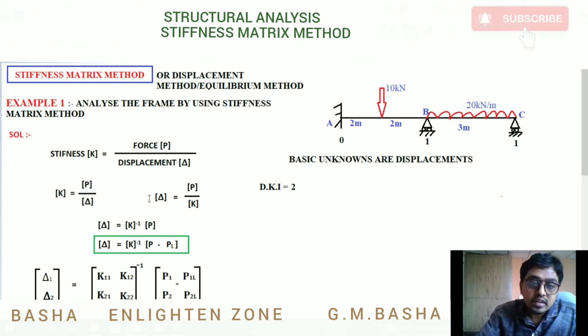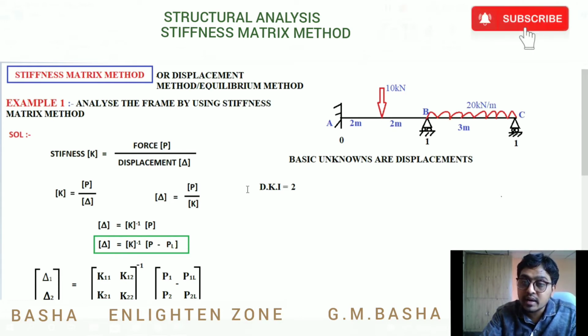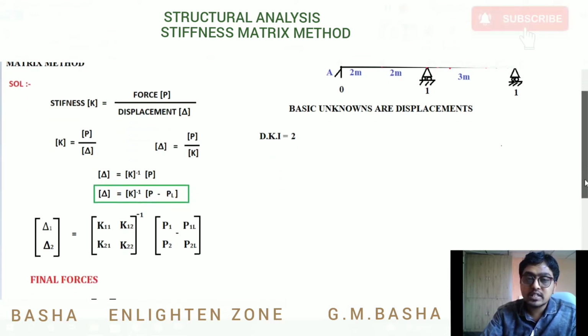See here, this is the given equation. If you have 1 degree of freedom, you can use this equation directly and solve the problem. For example, if your degree of kinematic indeterminacy is equal to 2, you can take 2 by 2 matrices for solving this problem. So see here, this is the 2 by 2 matrix.